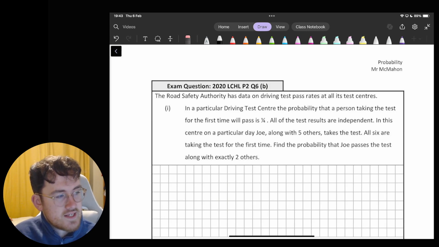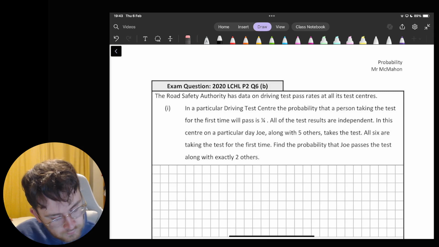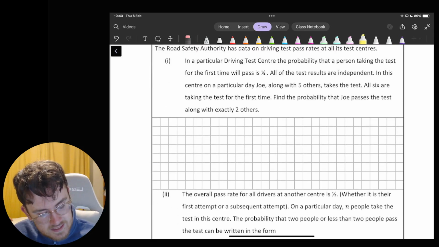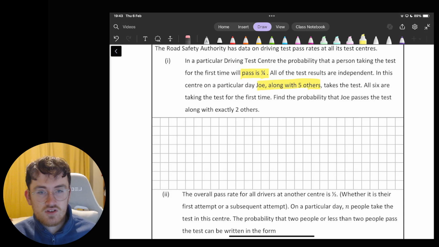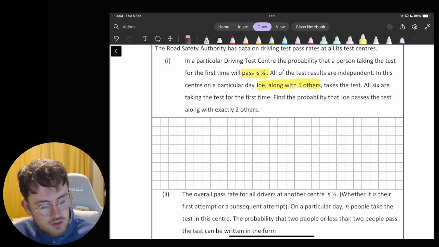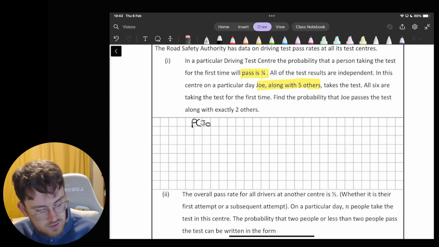Okay, so let's kind of break this one down a little bit more. So the probability of passing is a quarter. All are independent. Joe, along with 5 others, take the test, so there's 6 of them altogether. We want Joe to pass and 2 others to pass. So we want the probability of Joe and 2 out of 5.